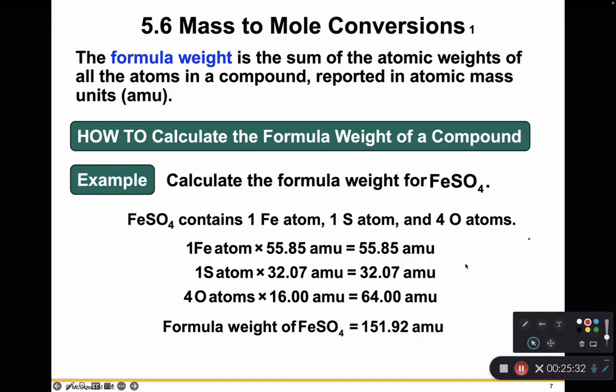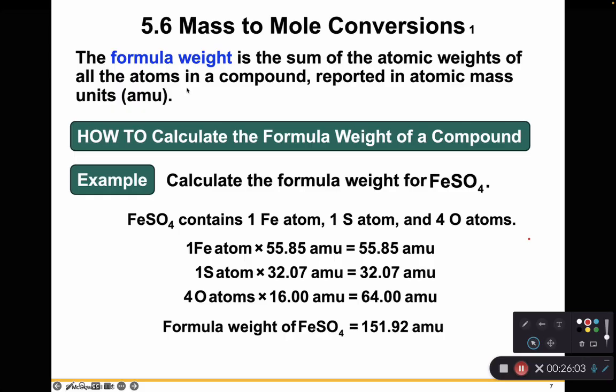A little bit about it now. In the lab, we do not measure the mole. We always measure the mass. We use the balance to measure the mass of a certain compound. So mathematically, we need to learn how to convert the mass into moles or moles into mass. For that conversion, we use the molecular weight or formula weight of the compound.